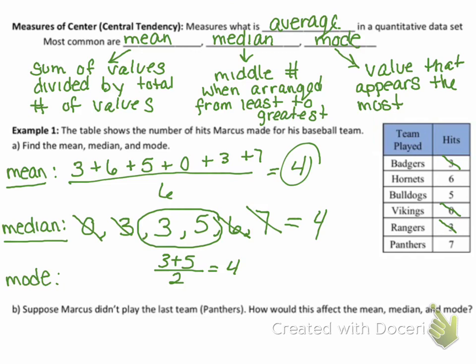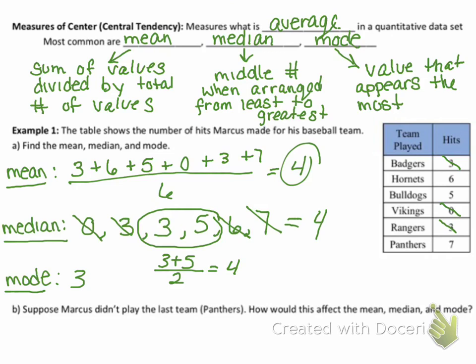And then for your mode, I was going to say 2, but you only have 1. That mode is 3 because 3 shows up the most. Then the last question states, suppose Marcus didn't play the last team, which is the Panthers. How would this affect his mean? How would this affect his median? And how would it affect his mode?